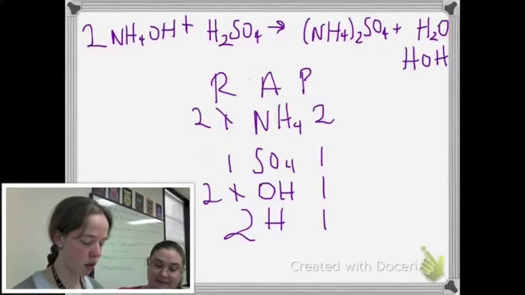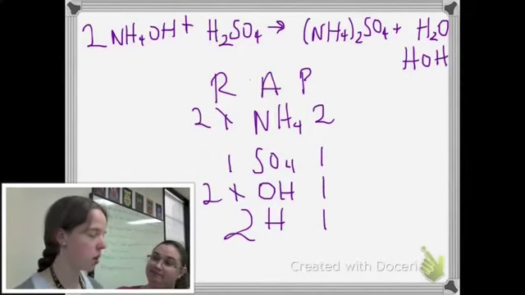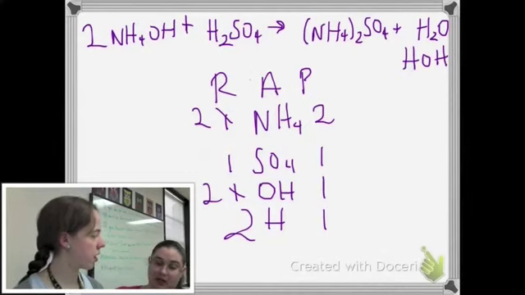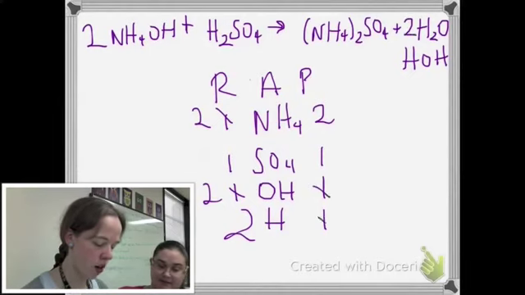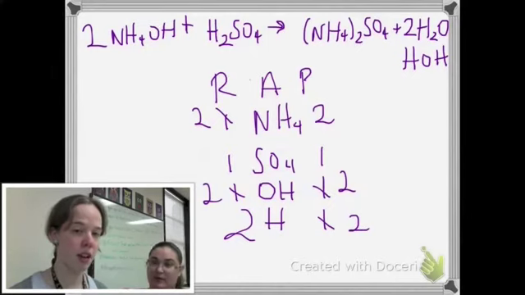All right. So now what doesn't match? The OH and the H. What do we need to put on the product side then? Put a 2 in front of the H2O, because that actually takes care of both. It has our H and our OH. Yay! So now everyone matches, and we've got everything balanced.